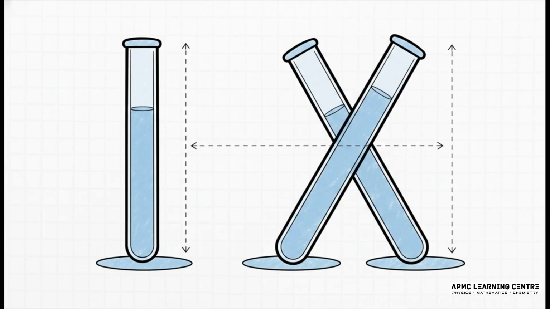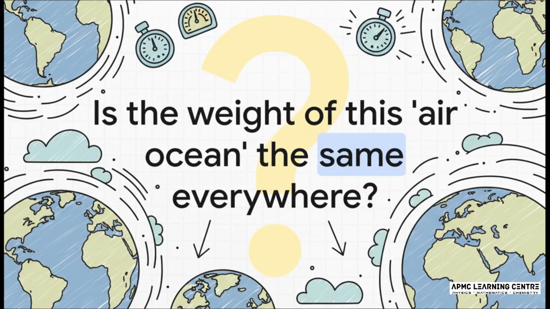Okay, now here's a super important detail, so listen up. What happens if you tilt the tube? The length of the mercury column might get longer, sure, but its vertical height, how tall it is from top to bottom, will stay at exactly 76 centimeters. This is absolutely crucial to understand. Pressure couldn't care less about the shape of the container or the angle you're holding it at. All that matters is the vertical depth of the liquid. That's it.